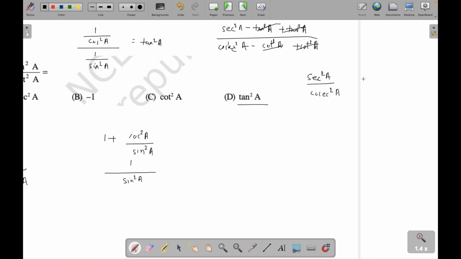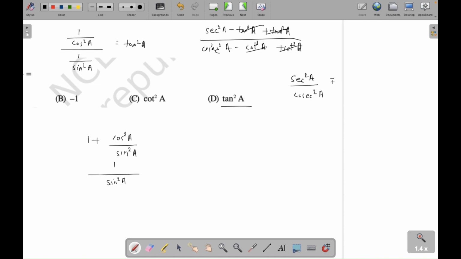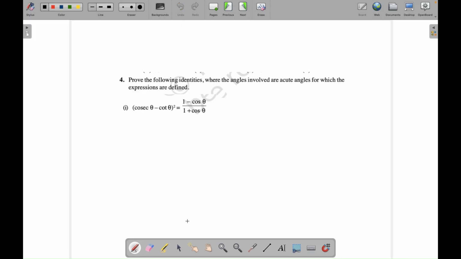So that is what we have here, 1 upon cos square A upon 1 upon sine square, which is again tan square. Hope this is clear.